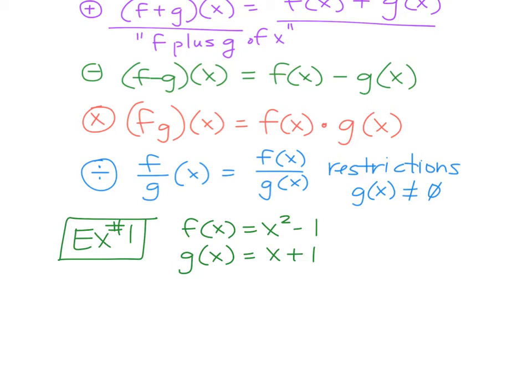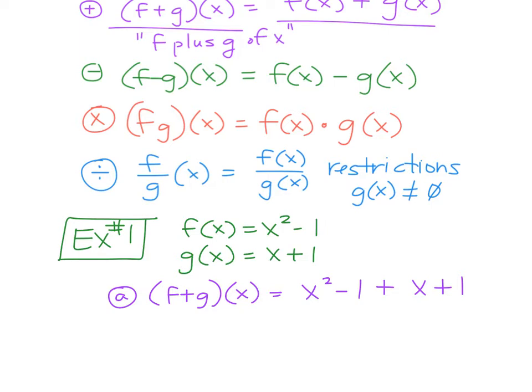Okay? First one. Let's say I tell you we want to do f plus g of x. Okay? We're adding the 2 functions together. Well, here's function number 1, here's function number 2, right? We're going to just add those 2 together. So it's going to look like this. X squared minus 1 plus x plus 1. Now, if there's something you can simplify in that, you simplify. If there's nothing to simplify, you're done.